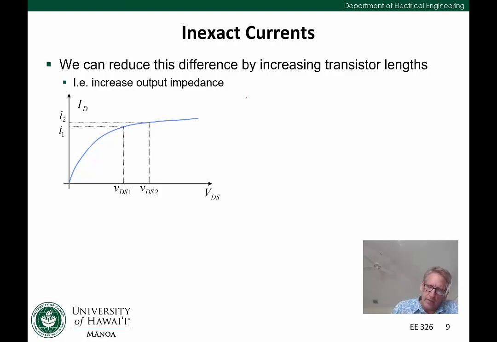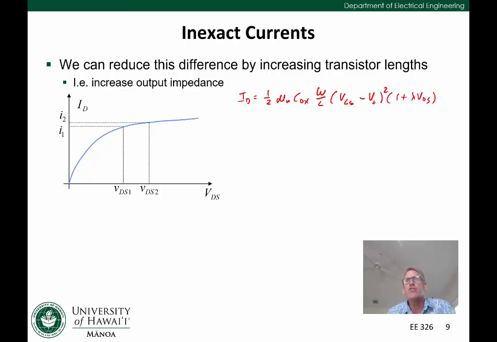Let's look at the current equation. We can write that ID is equal to 1/2 mu n Cox W over L times (VGS minus VT) squared times (1 plus lambda VDS). And as you know, this lambda term right here dictates or models this change in the slope here of our curve, right?